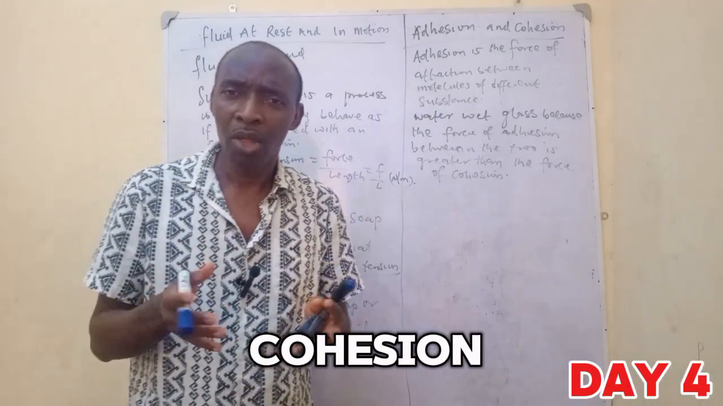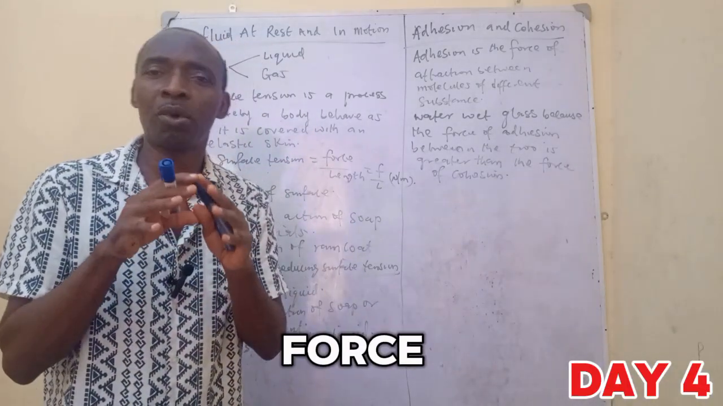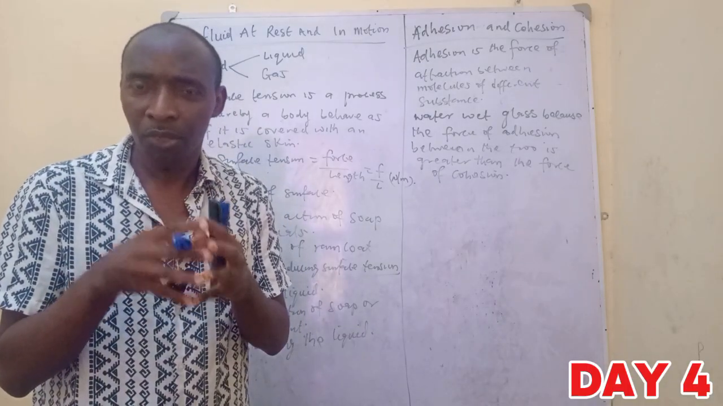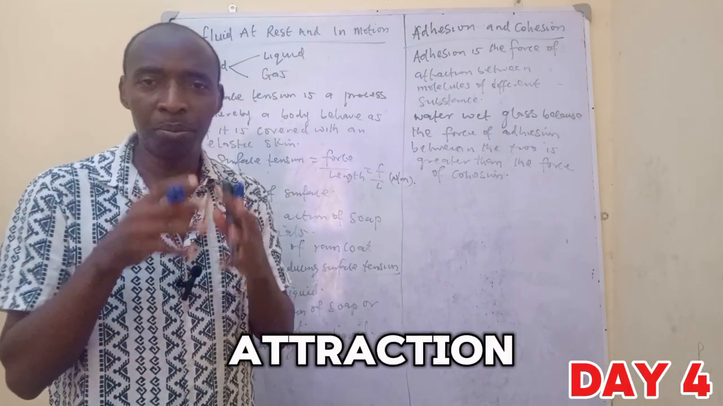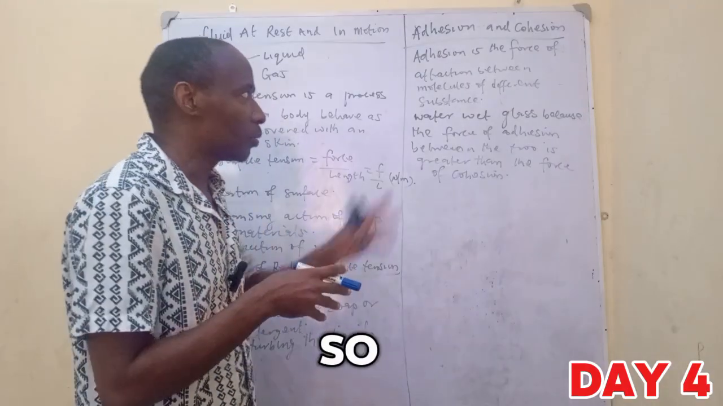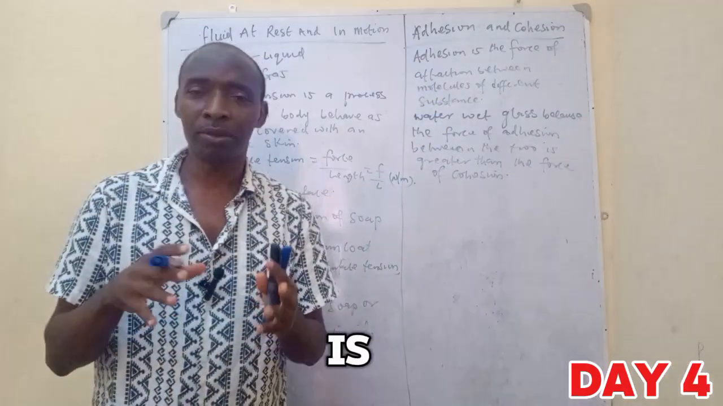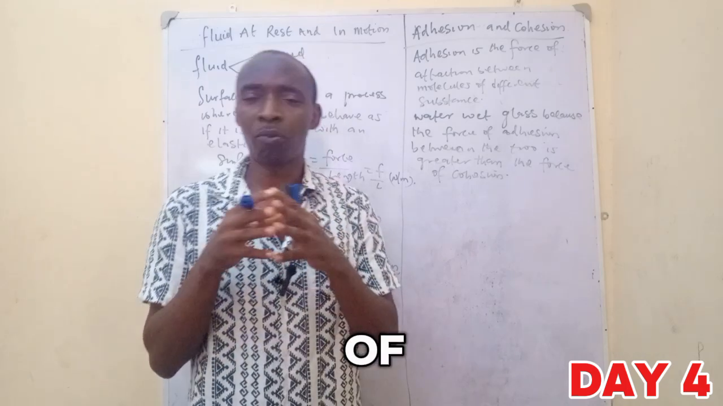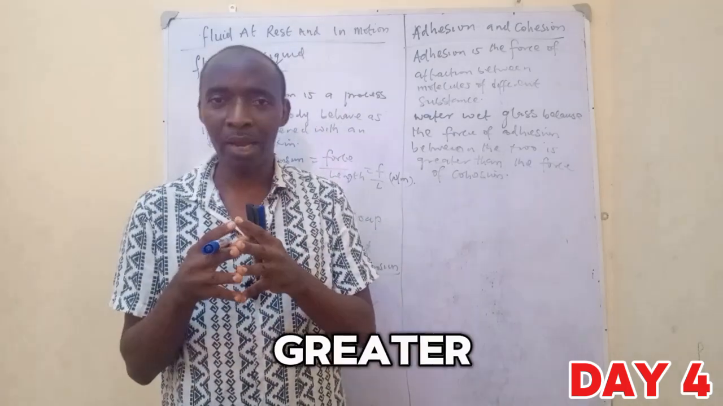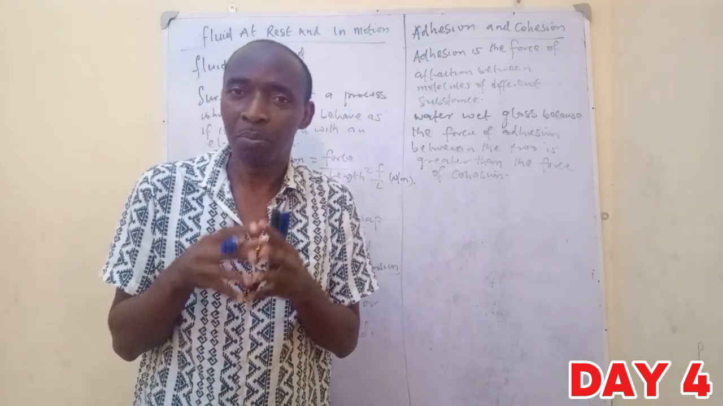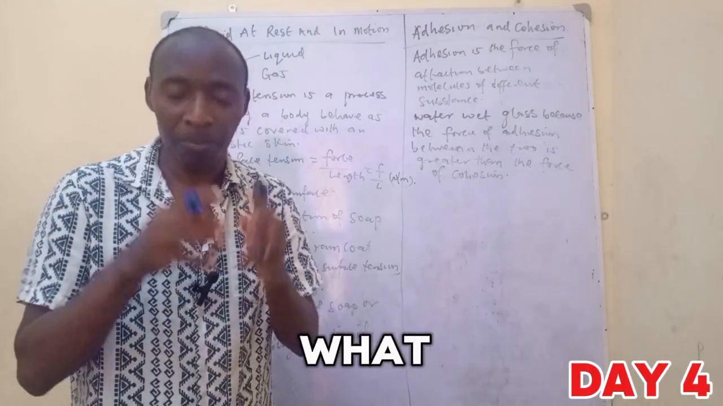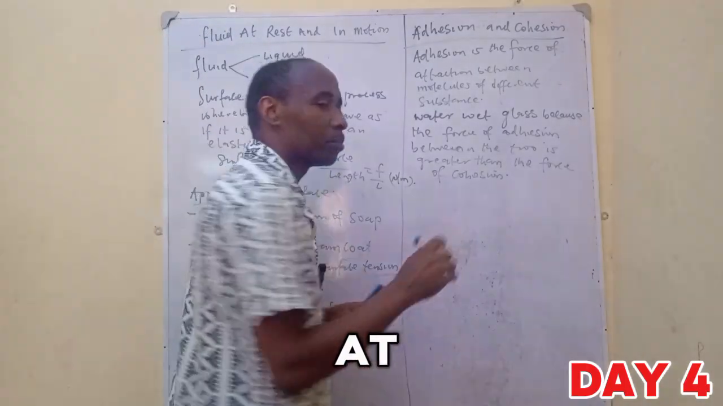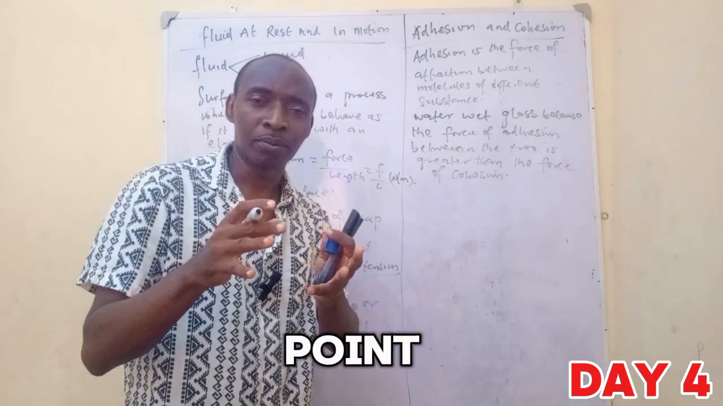What is cohesion? Cohesion is the force of attraction between molecules of the same substance. So the reason why water wets glass is that the force of adhesion between molecules of water and glass is greater than the force of cohesion.